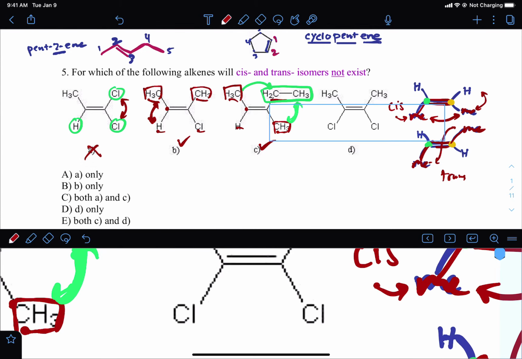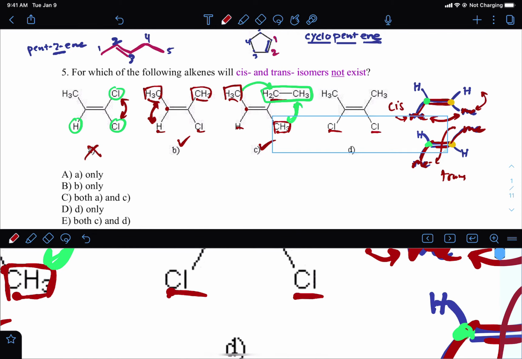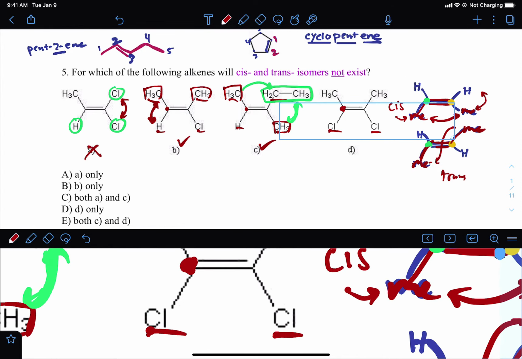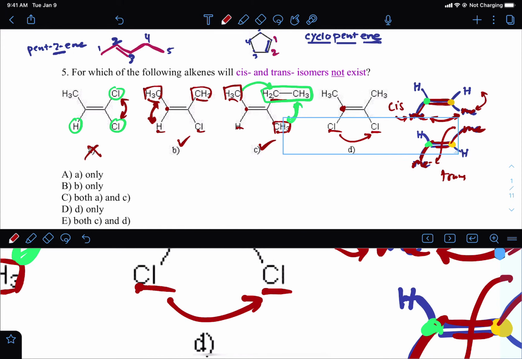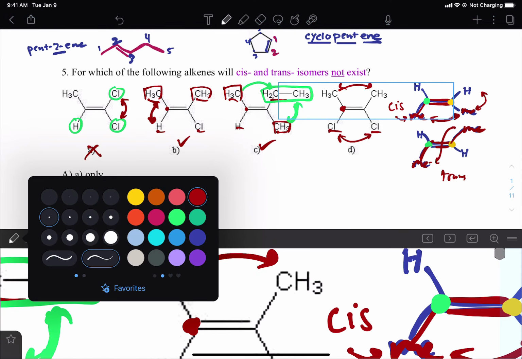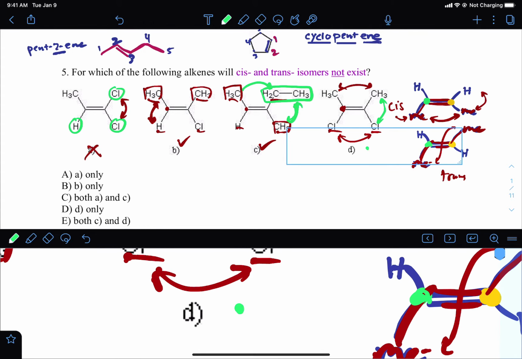And then over here, same thing. Notice that even though we've got two chlorines, they're on different carbons. That's okay. What we have to make sure is that each carbon has dissimilar groups. So in this case, we've got the chlorines that are cis to each other, and we've got the methyls that are cis to each other. If we swap the groups on one of these carbons, then the methyls would be trans and the chlorines would be trans, right? So that has cis-trans isomerism.